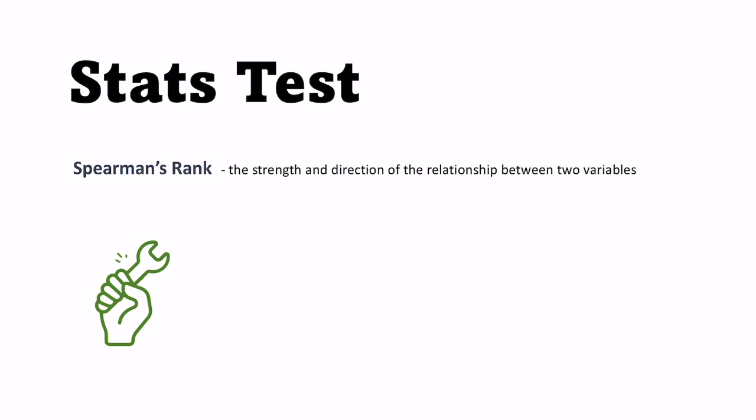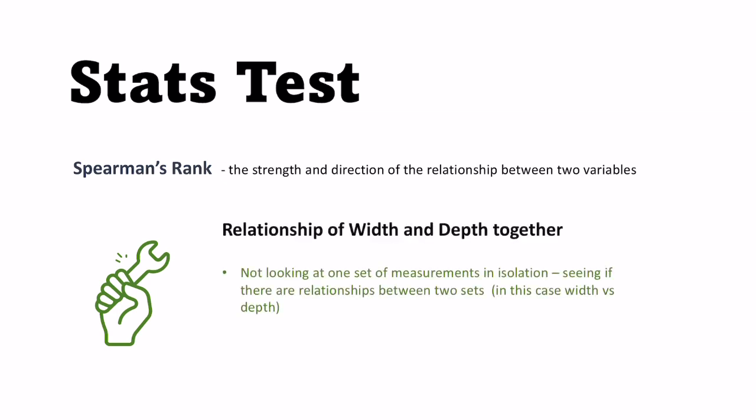So the one major way that I could improve an investigation if I'm taking raw data is to do a Spearman's Rank. Spearman's Rank is essentially a test that we do with the data to see if there is a relationship between two variables. So this is good because I could get width and depth, and rather than just look at one set of measurements in isolation, I could see if there's any relationship or pattern between the two. I've chosen width and depth here because I think there should be a relationship, if I had a hypothesis saying as width goes up, depth should go up.